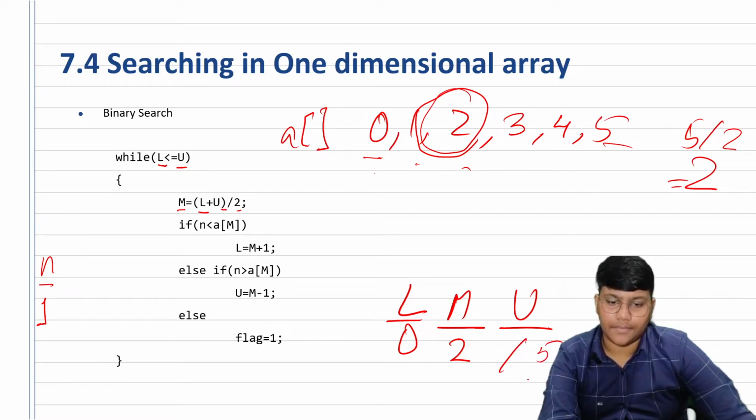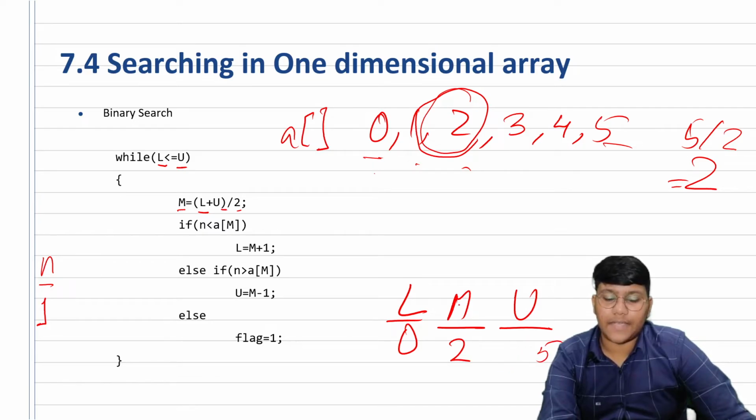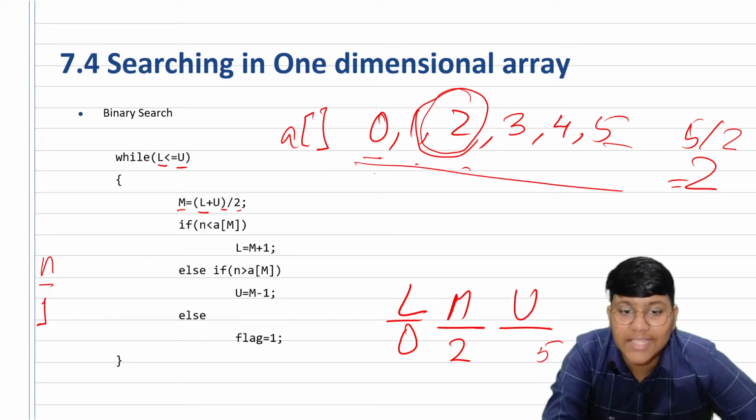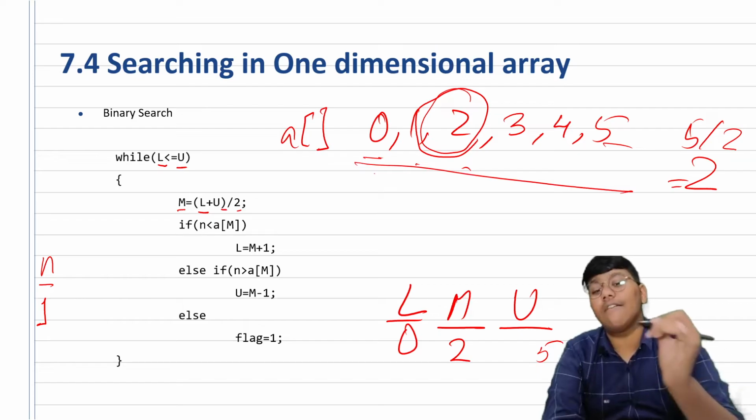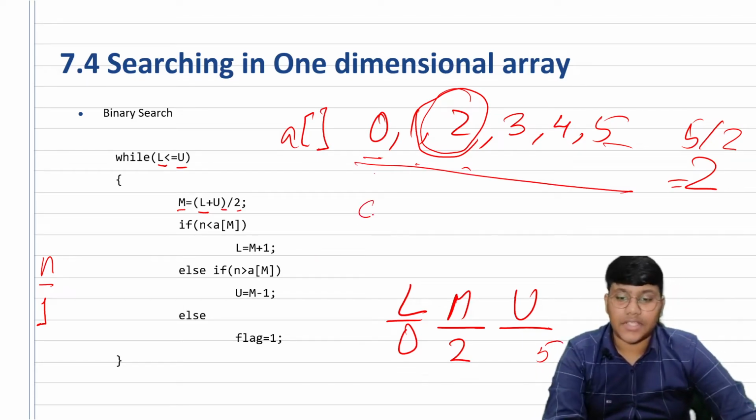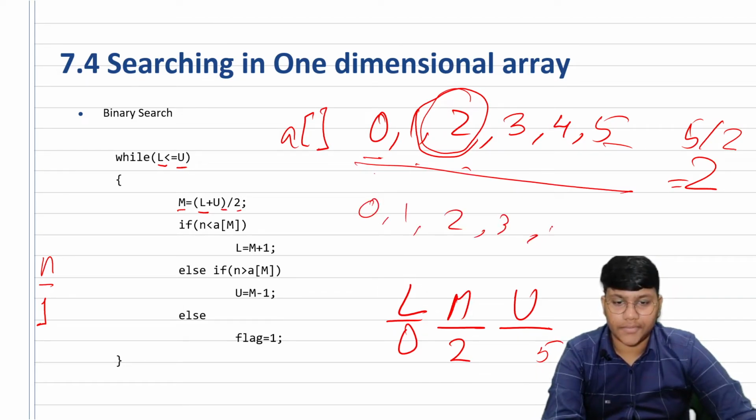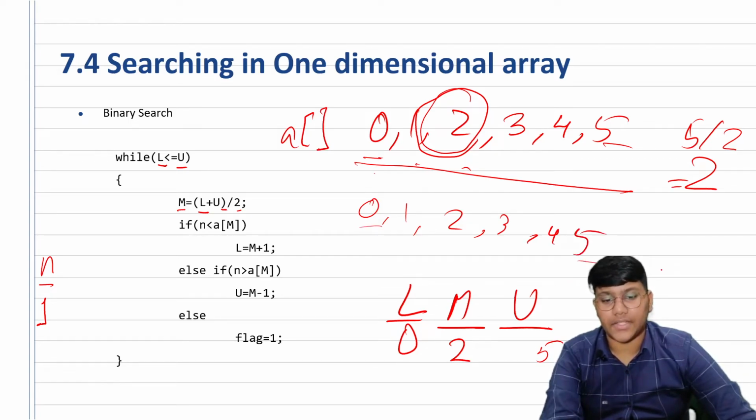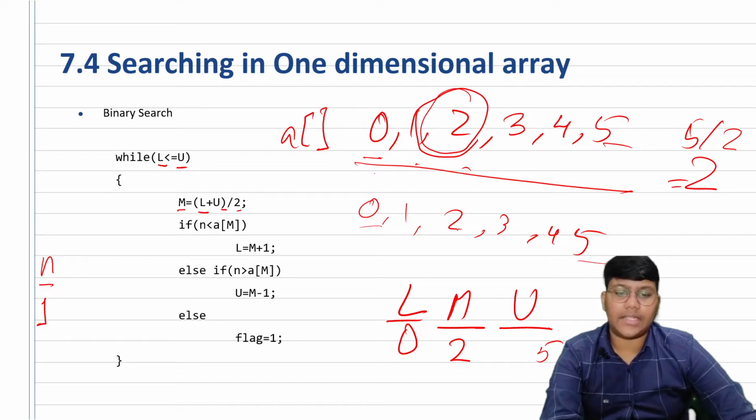So our upper limit is 5, lower limit is 0. Why? These are the index numbers. Do not confuse them with the values. These are the index numbers: 0 1 2 3 4 5. These are the values, these are the index numbers. The lower limit is 0, upper limit is 5, so the middle is 2.